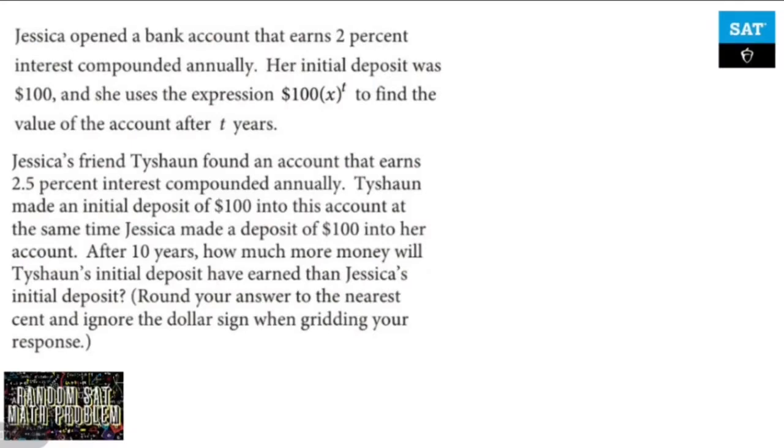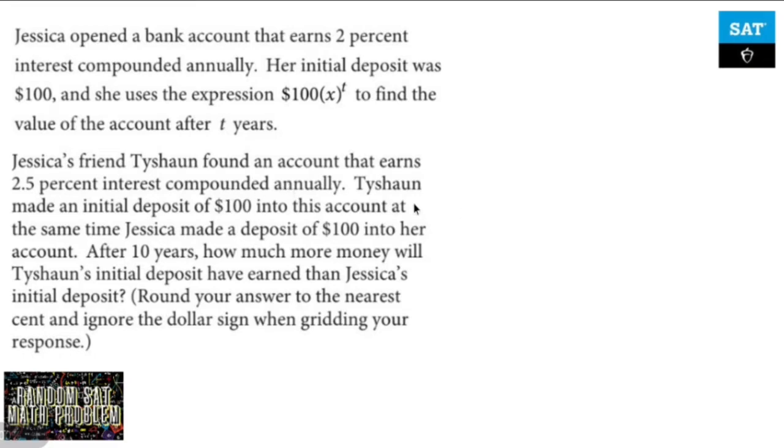Jessica opened a bank account that earns 2% interest compounded annually. Her initial deposit was $100, and she used that expression right there to find the value of the account after 2 years.